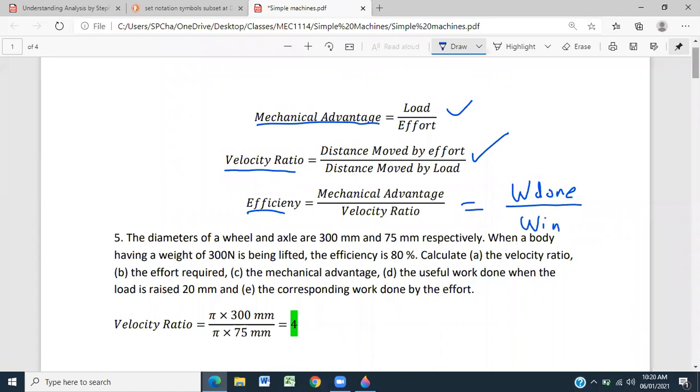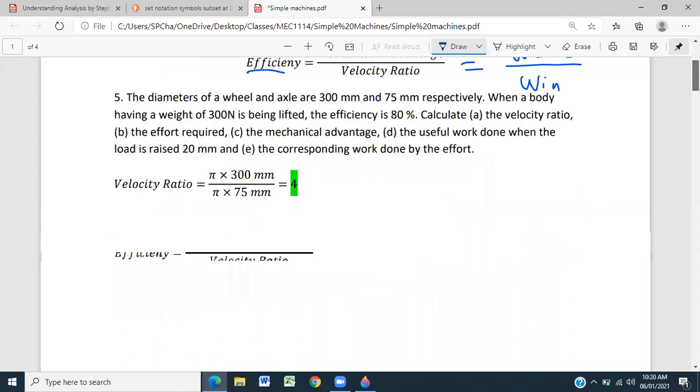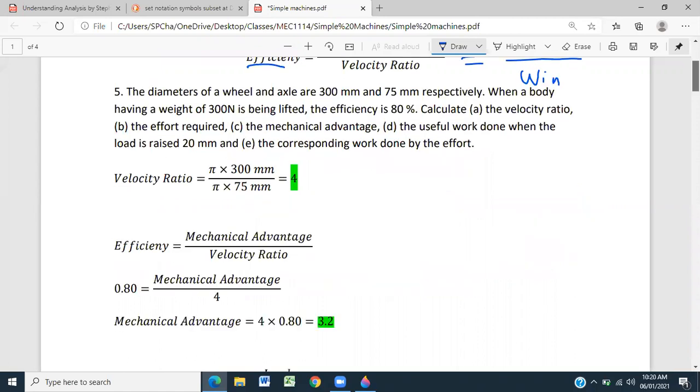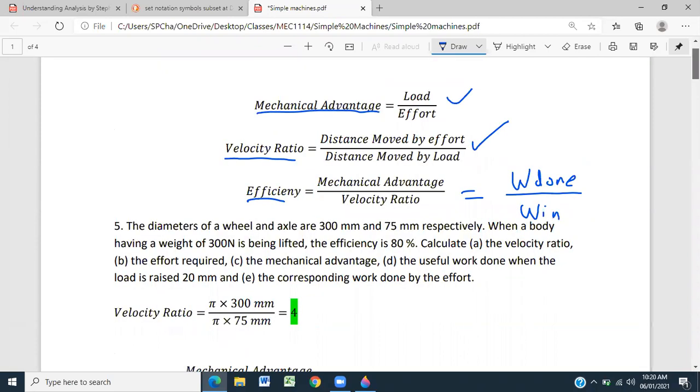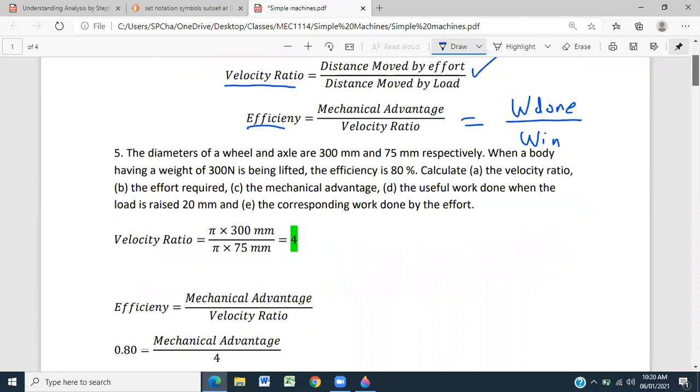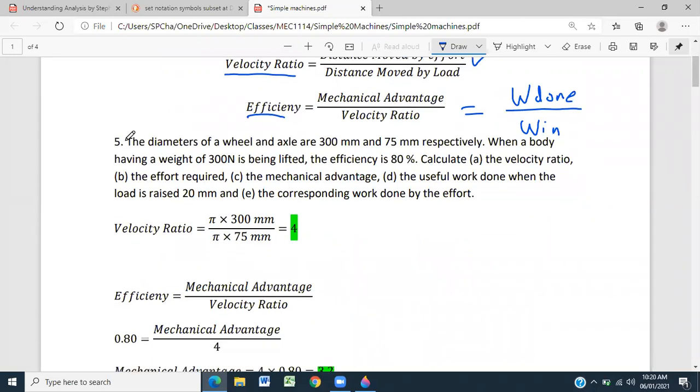Now, keeping all this in mind, let's look at number 5. Any questions though on these three? Anything you guys don't understand? No? Okay, good. So number 5.